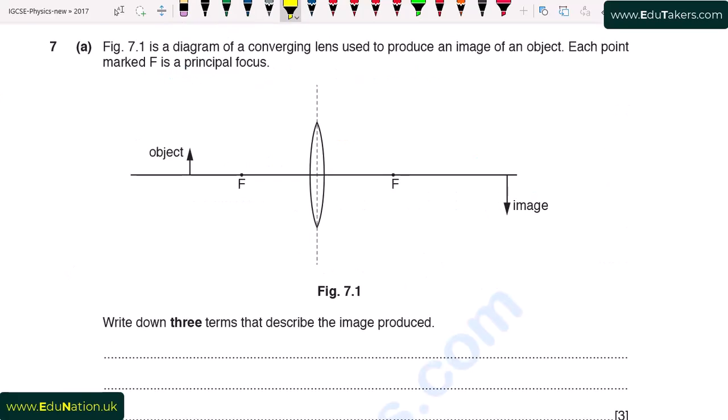Question number 7, part A. Figure 7.1 is a diagram of a converging lens used to produce an image of an object. Each point marked F is a principal focus. So here is the figure 7.1, and we can see that there are two focus points, that is F, on the left hand side of the converging lens and on the right hand side of the converging lens. There is also the object and the image of this object formed by the converging lens.